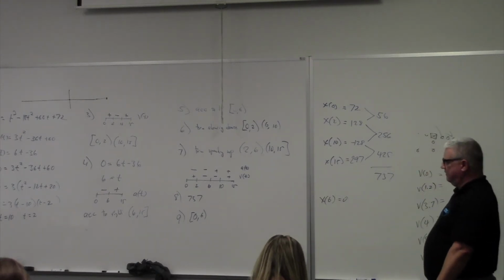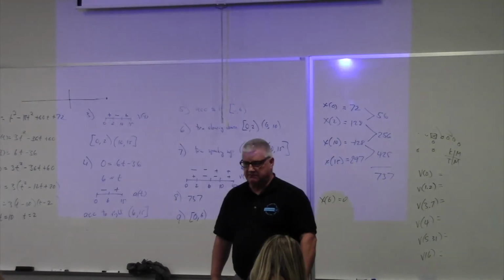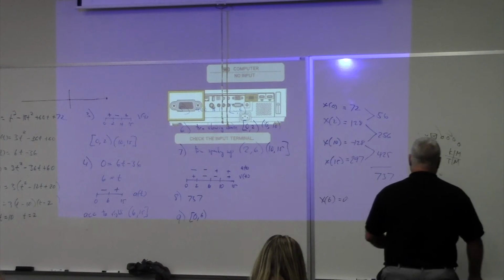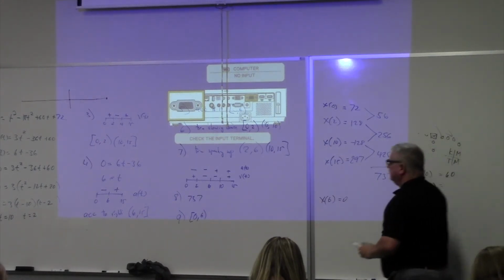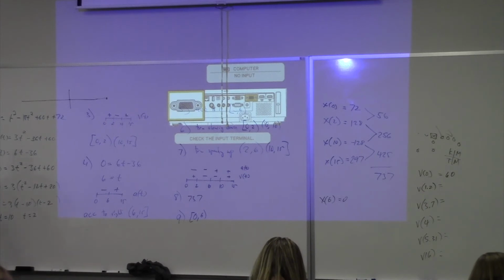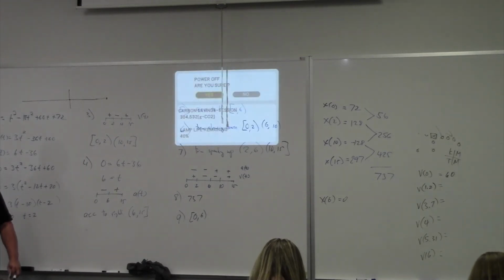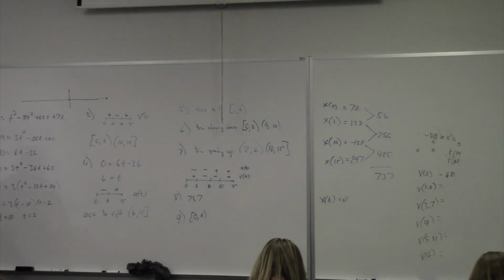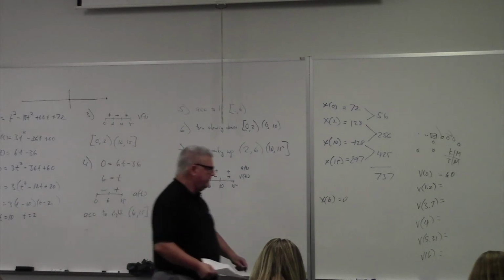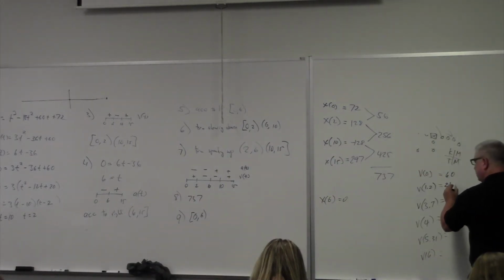V of 0. All right, V of 0. I'll do that one. That's 60, isn't it? You said V of 0. V of 0, is that 60? Yes. All right, how about V of 1.2? Anybody got that? 21.12.